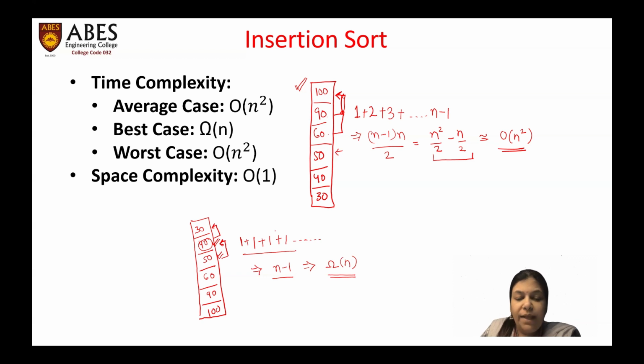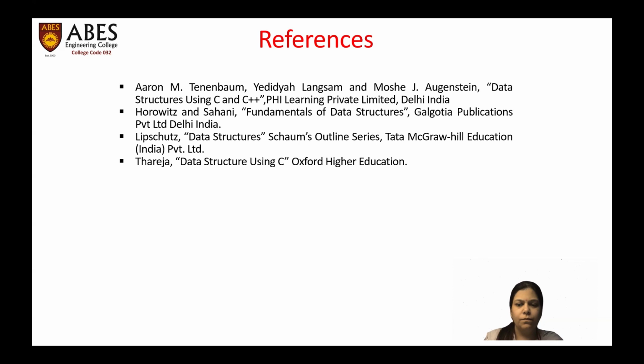So the time complexities can here be briefed as the average case as O(n squared), best case as omega(n), and worst case as O(n squared). When considering the space complexity, as you can see, we have not taken any other data structure that is dependent upon the length of the input n. So the complexity will be constant and it can be represented as O(1).